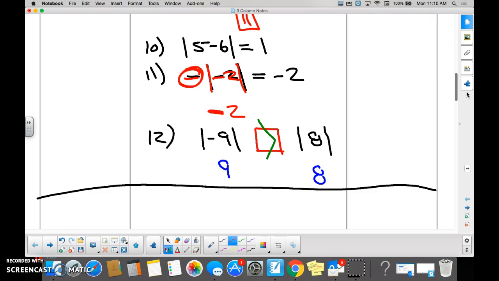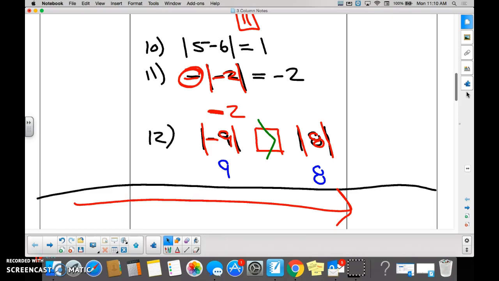Okay. On number 12, we found the absolute value of -9. We found the absolute value of 8. And then we used an inequality symbol to tell which one was bigger. When you read inequalities, you always read from what side to what side? Left to right. So we would say 9 is greater than 8.